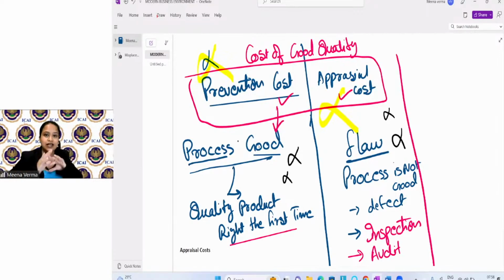Neither do we have an entire good process, which can produce a quality product right the first time, nor is our audit team good. What will happen then? Yes, tell me, what will happen then? If both are not good, neither this nor that, what will happen? Can you write in the comment? I want to check what will happen. Write in the comment quickly.